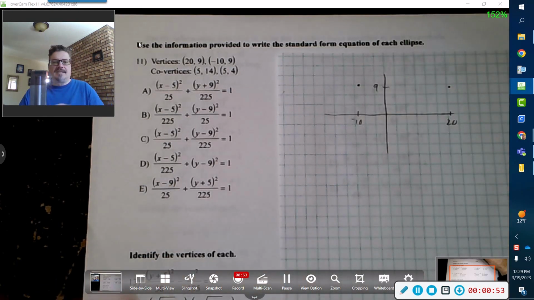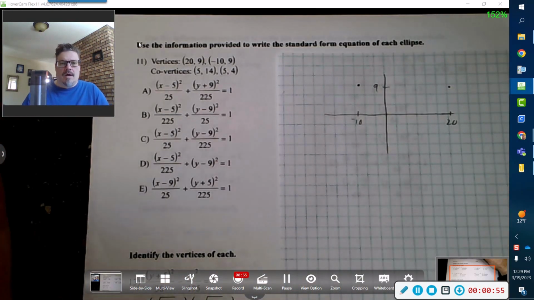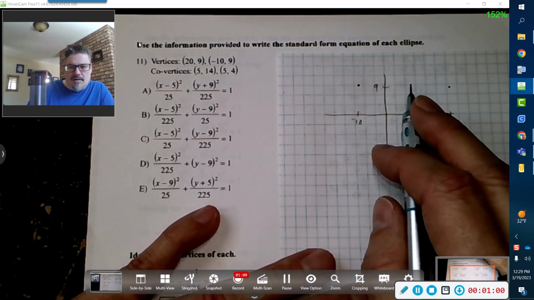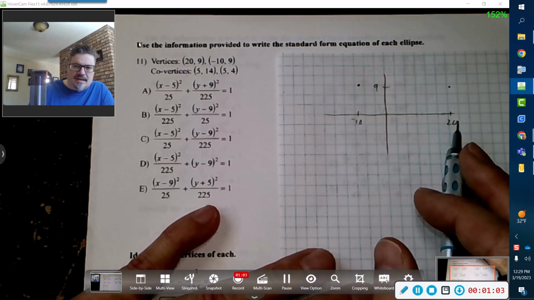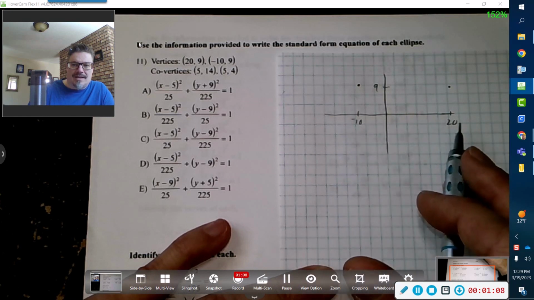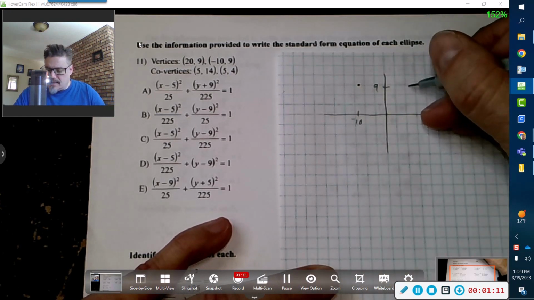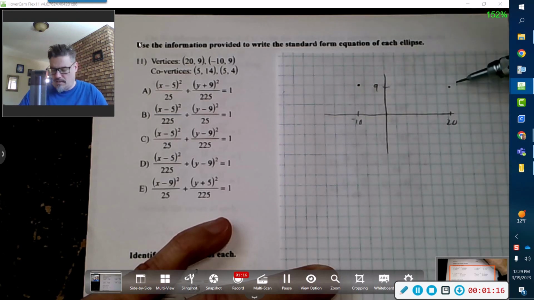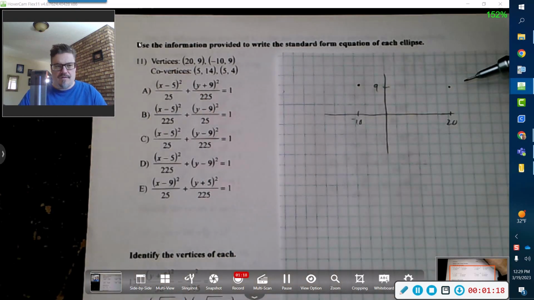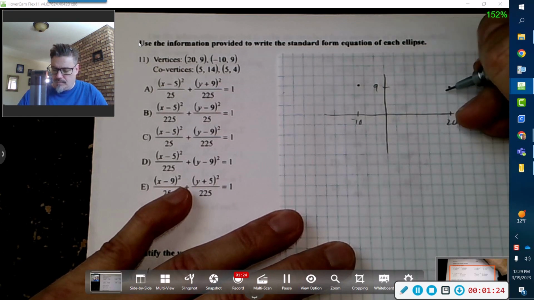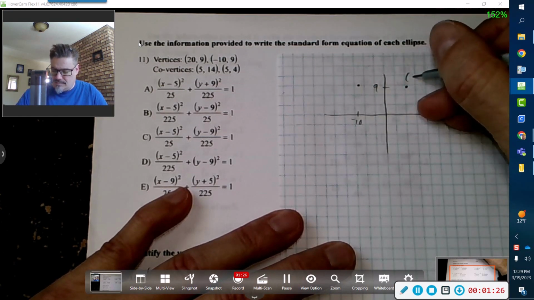Now what this does is it allows me to think, all right, my center is somewhere in the middle here. So let's find this whole distance. The whole distance is 30. So the whole distance from negative 10 to 20 is 30. This means that the exact middle would have to be 15 this way and 15 that way, because half of 30 is 15. So it's going to be right here. Now 15 this way would be at 5. So my center has to be at 5, 9.